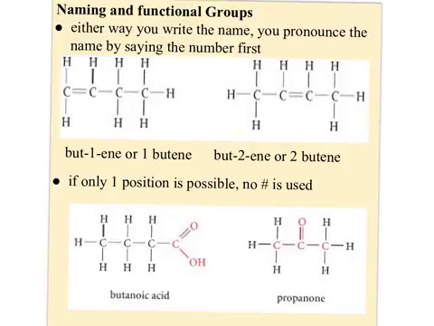And also, just so you know, if there's only one position possible, like butanoic acid, the COOH has to be on the end. And so there is only one place it can be. So carboxylic acids you typically don't put a number in front of because they're always going to be on the first. But like with propanone, the ketone, because the ketone has the oxygen double bonded to the center carbon, and there is only one center carbon, I wouldn't have to designate this 2-propanone. If you use the number, it's not going to be a deduction against you.